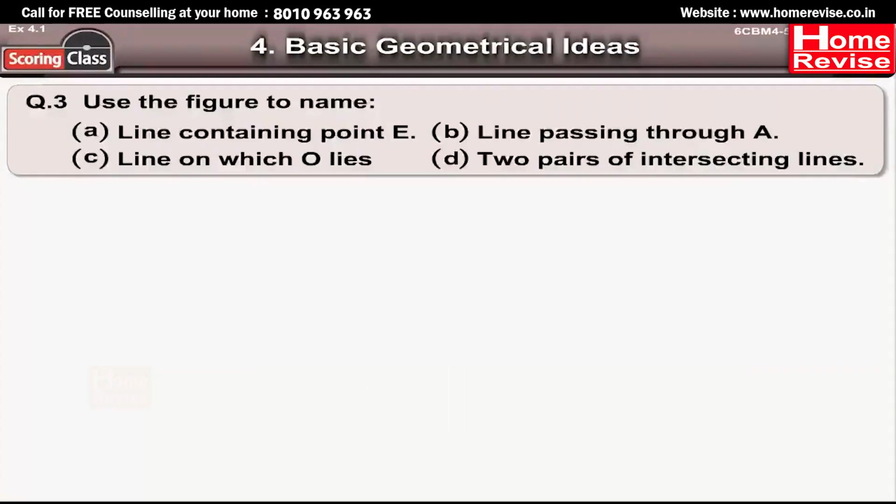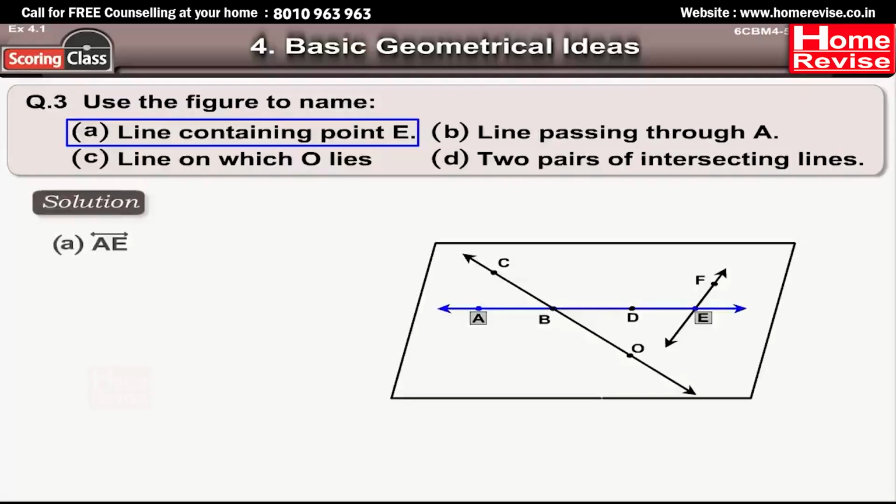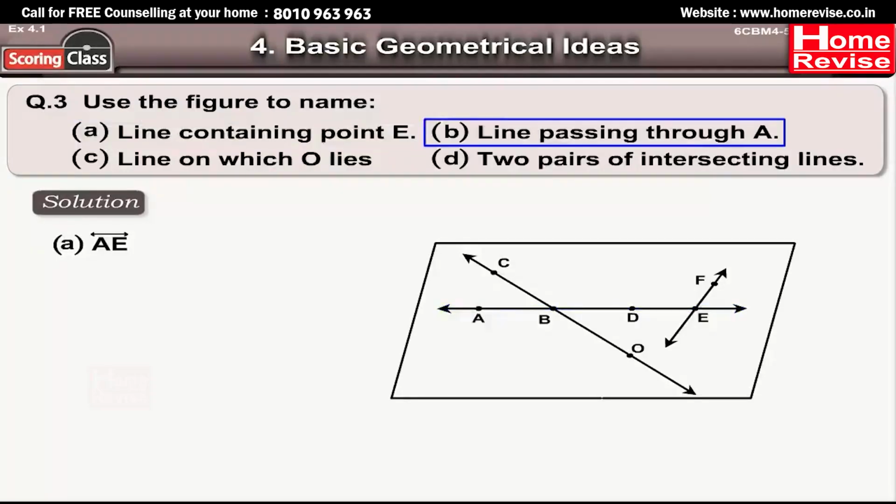Question number 3. Use the figure to name: A. Line containing point E. Solution. Kids, let us see the figure. I think it is line AE which is containing the point E. B. Line passing through A. Well, the answer would be line AE which is passing through A.